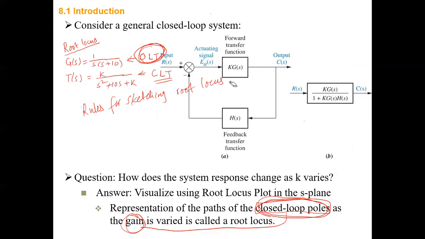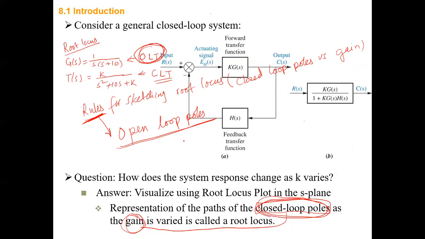Root locus means closed loop poles, right? Closed loop poles versus gain. That's the root locus. Fortunately, those rules depend on open loop poles. Good news, open loop poles. Those rules rely on open loop poles. In some way, open loop poles give me the idea about closed loop poles. Isn't that exciting?